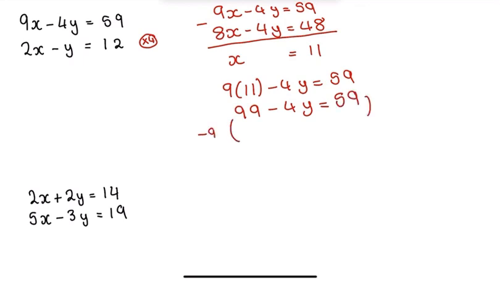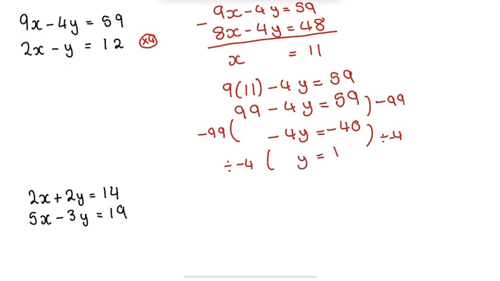So I'm going to take away 99 from both sides, leaving me with minus 4y equals negative 40. And then to get rid of that negative 4, I'm dividing both sides by negative 4, leaving me with y equals 10. My answers here are x equals 11 and y equals 10.